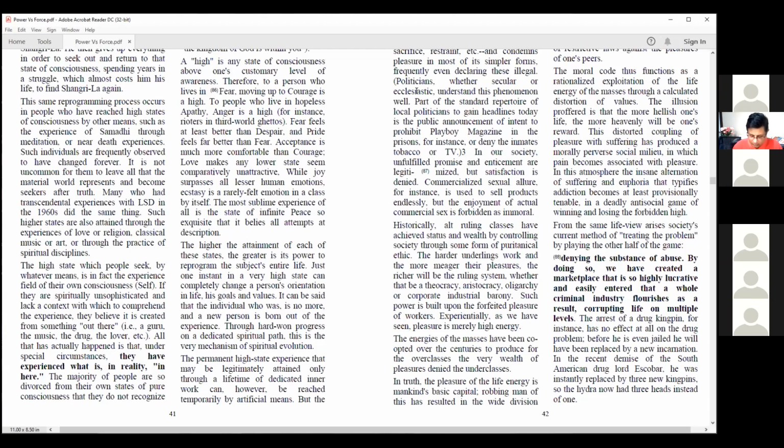The same reprogramming process occurs in people who have reached high states of consciousness by other means, such as the experience of samadhi through meditation or near-death experiences. Such individuals are frequently observed to have changed forever. It is not uncommon for them to leave all that the material world represents and become seekers after truth. Many who had transcendental experiences with LSD in the 1960s did the same thing. Such higher states are also reached through religion, classical music or art, or through the practice of spiritual disciplines.